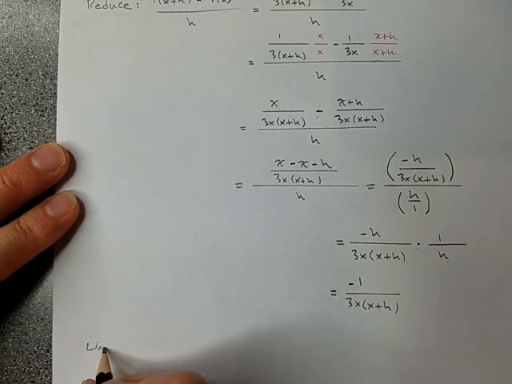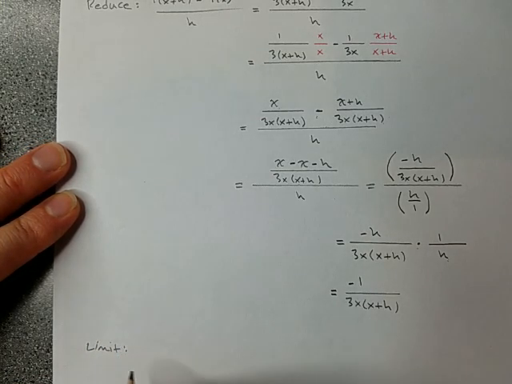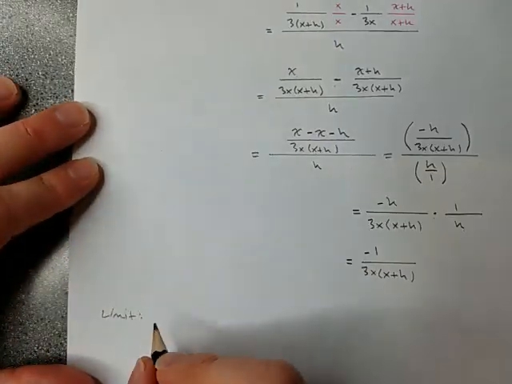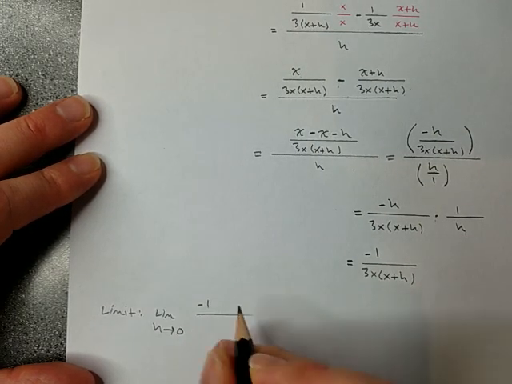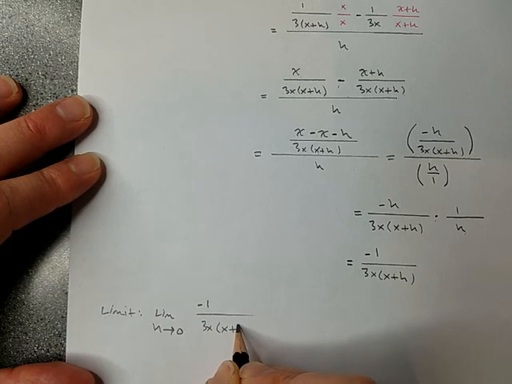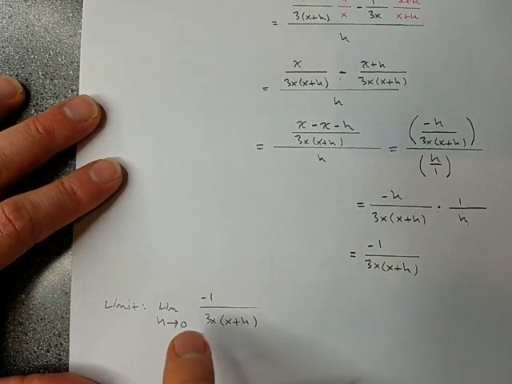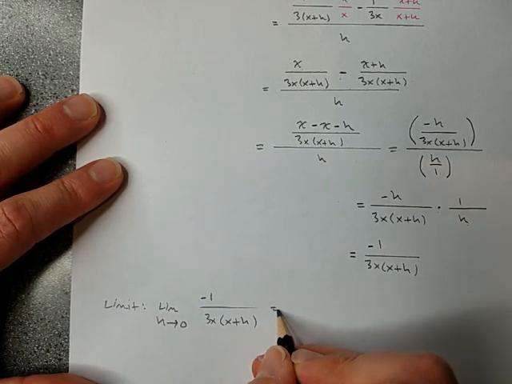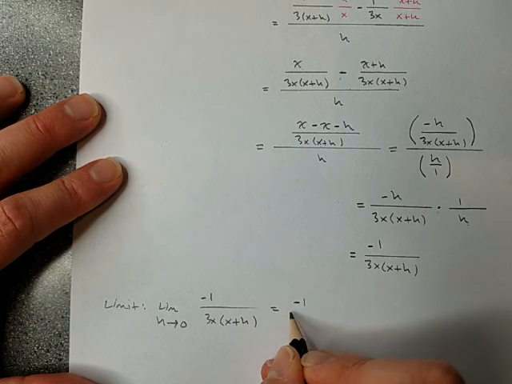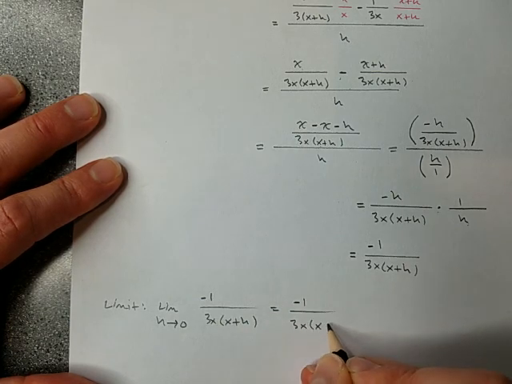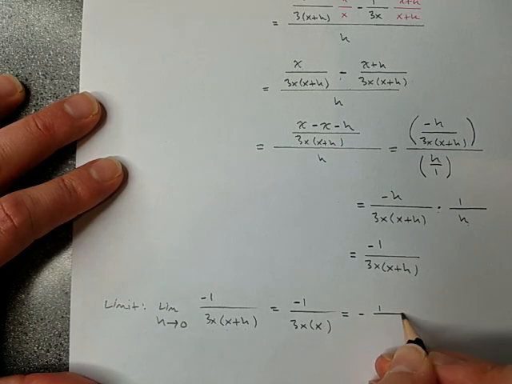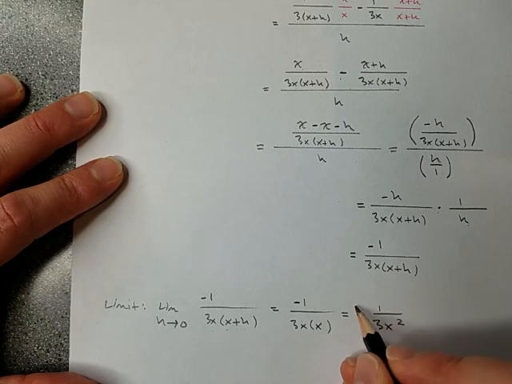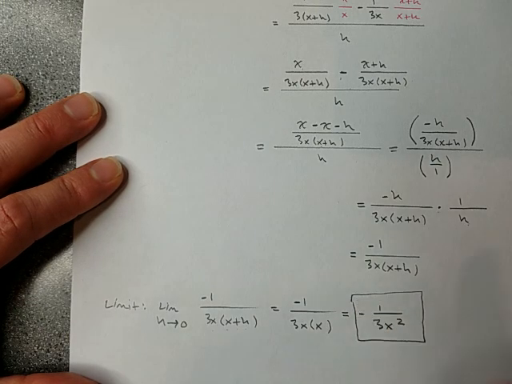Let's reevaluate this limit, okay? So in the beginning, I was going to try to do the limit as h goes to 0. And I will attempt it on that. And if h goes all the way to 0, if I let h be 0, then I don't have any problems with what this gives me, okay? It would look like negative 1 over 3 times x plus 0. It would look like this, and it would be negative 1 over 3x squared. Okay. All right, so we got that one.